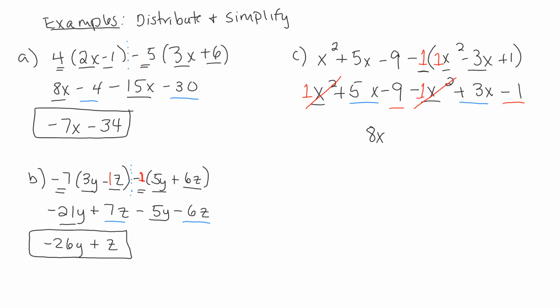And then finally, we need to look at the constants. I'm going to mark those out so you can see here we're left with minus 9 minus 1. So negative 9 minus 1 would just be negative 10. So believe it or not, after starting with that giant expression, it simplified all the way down to 8x minus 10. Okay, so let's do a really quick recap.